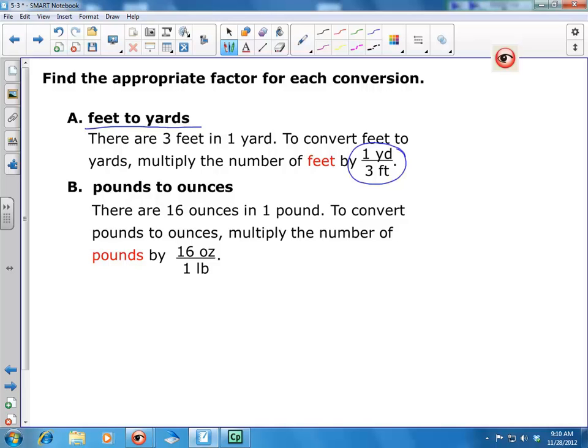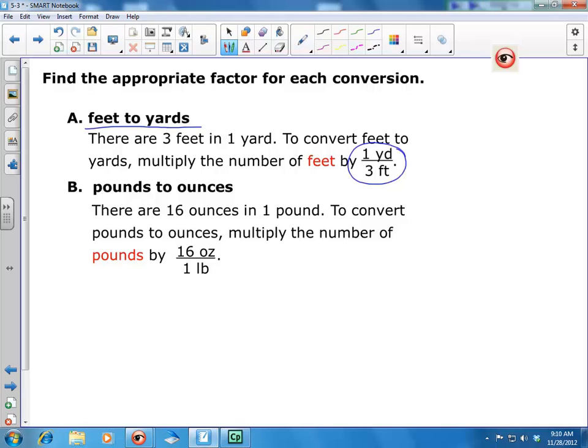Okay? Notice, we're going from feet to yards. Again, the converting to has to be on top. My 1 yard goes on top. My converting from goes on bottom, the 3 feet. Okay? So pay close attention to that.